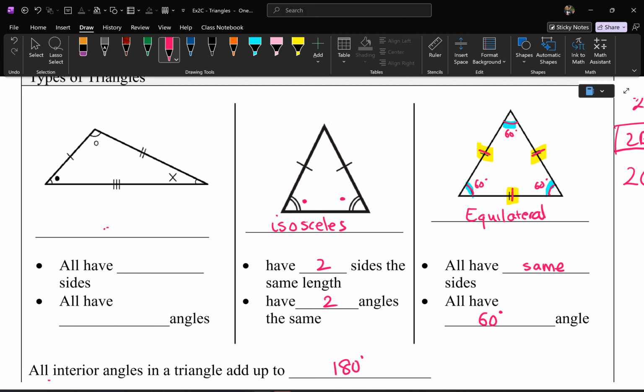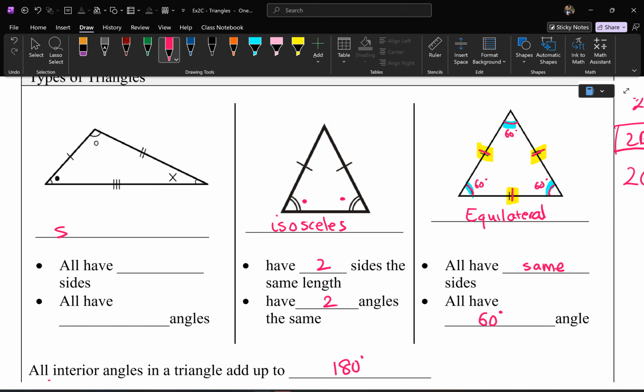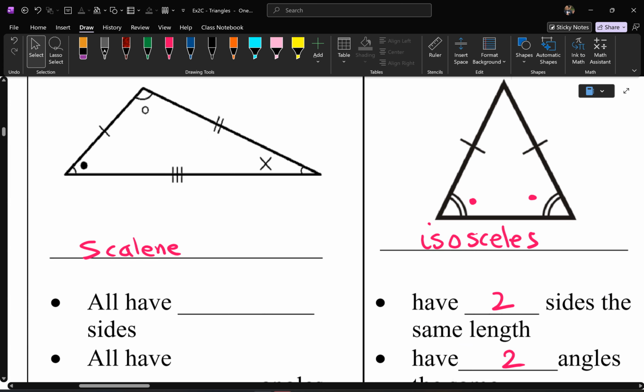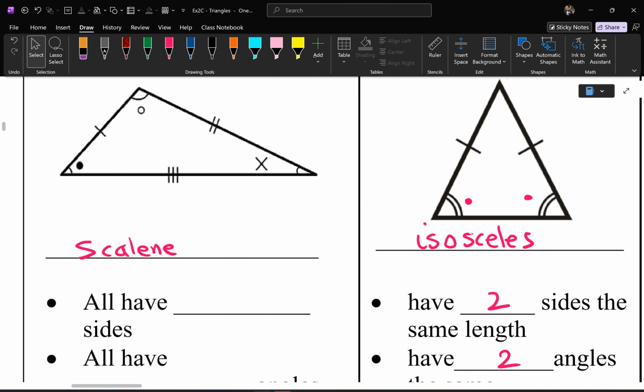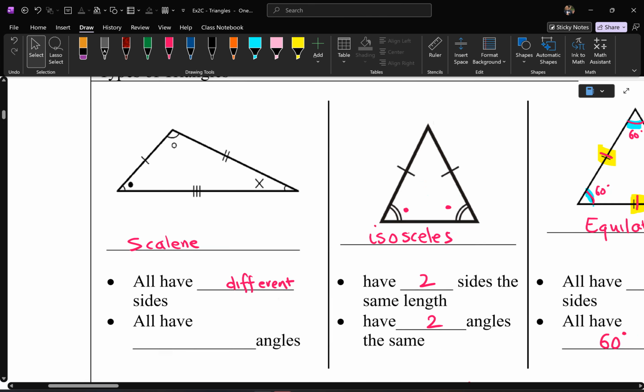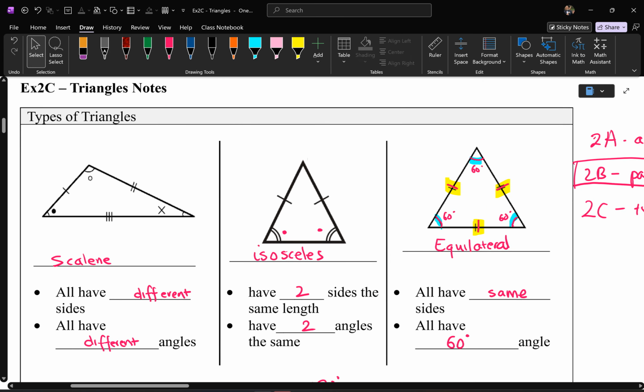Last one. So we've got isosceles, equilateral. What is the last one? Starting with S, hands up. Yes, scaling. Scaling in this case, as you can see, all the markings: one has 1 dash, the other one has 2, the other one has 3, implying all have different side lengths. And notice that all the angles have a different symbol, so it means all have different angles.